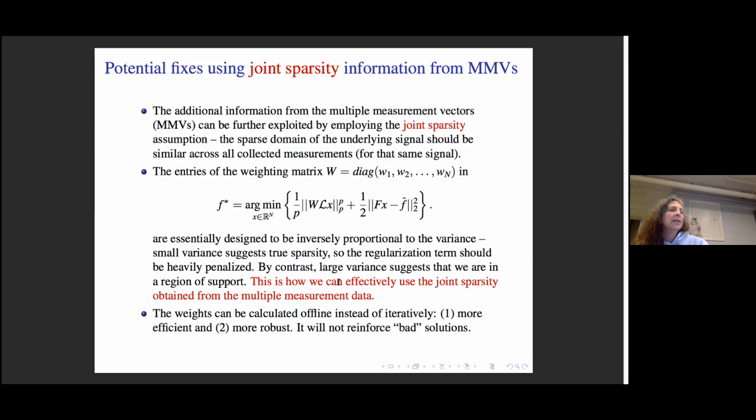What we learn from the variance is that wherever there's a lot of variance, it's likely that's a place of support in the sparse domain. And whenever the variance is small, it's likely that it's truly zero in that domain.